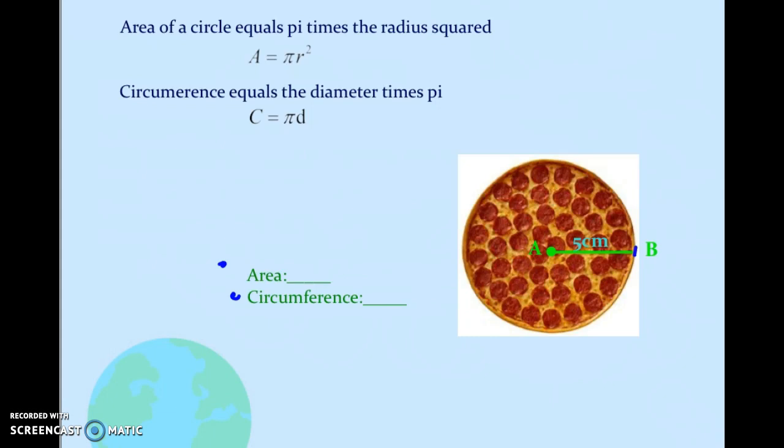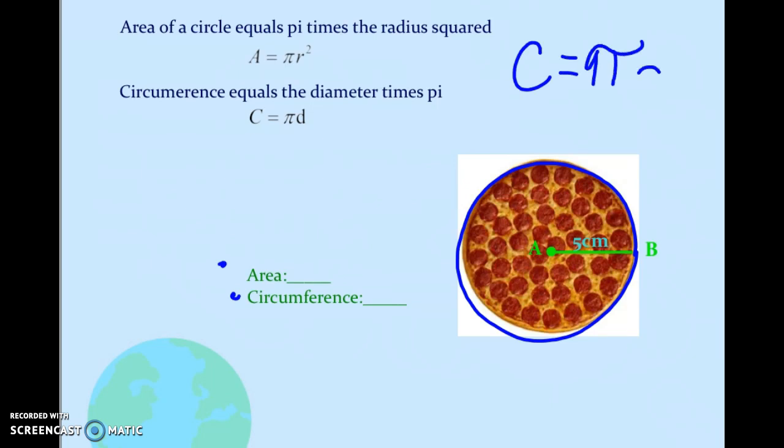Okay, first of all, let's do circumference. Circumference is the measure of the outside of the circle, so it's the distance around the circle. So pi r squared is how I find circumference. Sorry, back that. Pi d. I wrote it right, I said it wrong. Circumference equals pi times diameter.